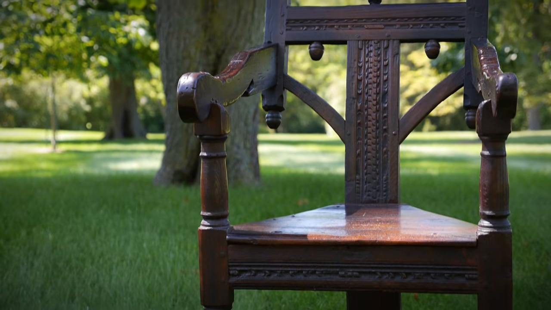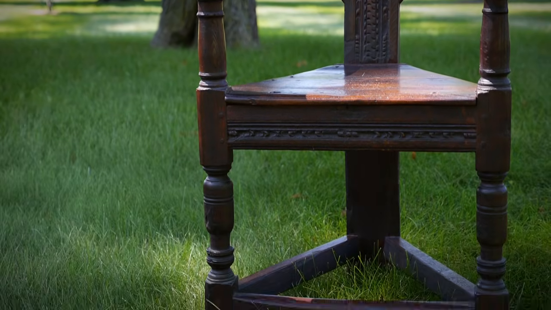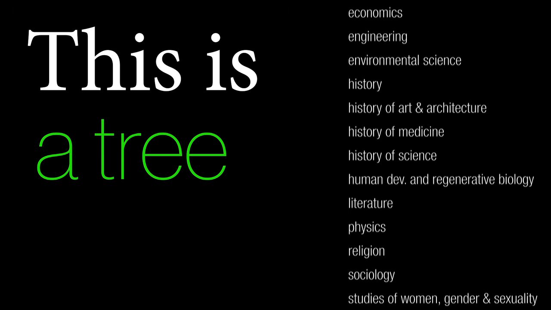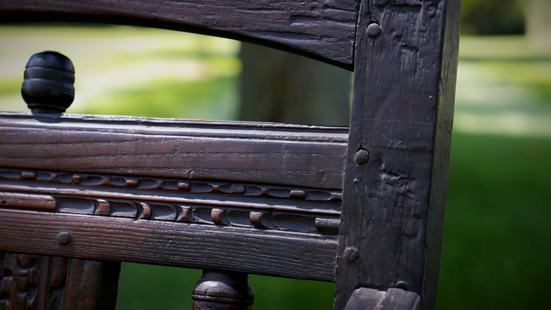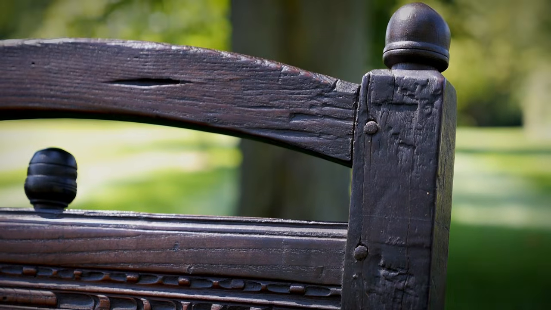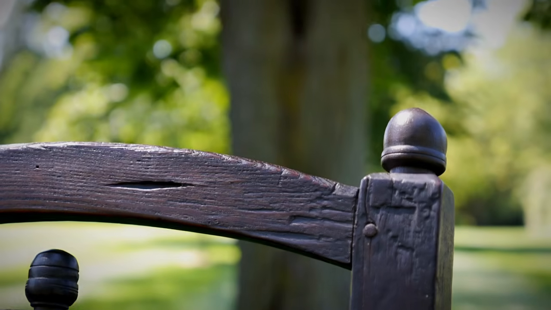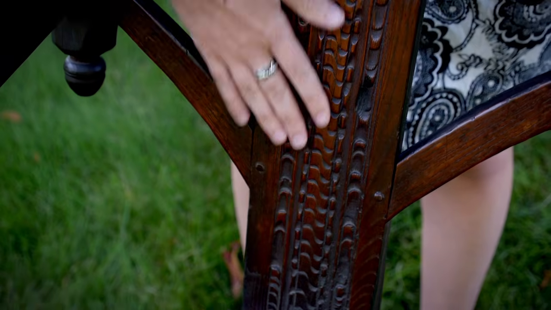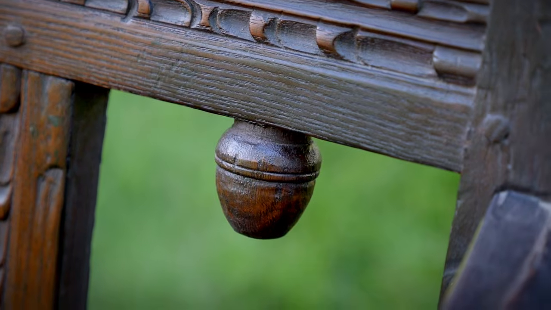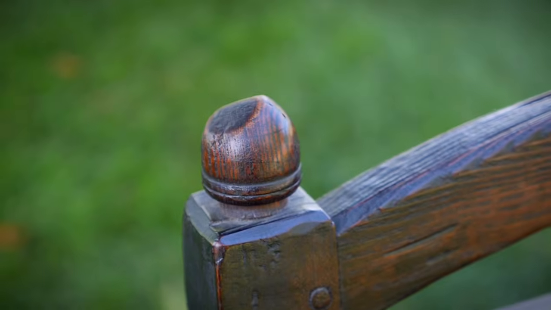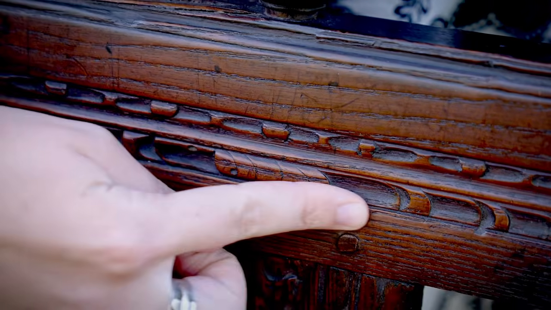This is not a chair. This is a tree. It's a tree because it's a product of its environment. This chair is made from a tree. It's made of oak, solid oak. In addition, the chair's form invokes a tree. The trunk, the branches, all of these acorns, and this carving, which looks like wood grain.